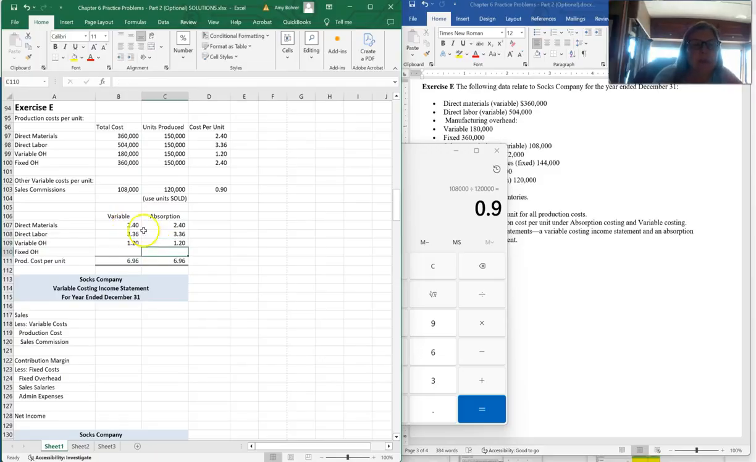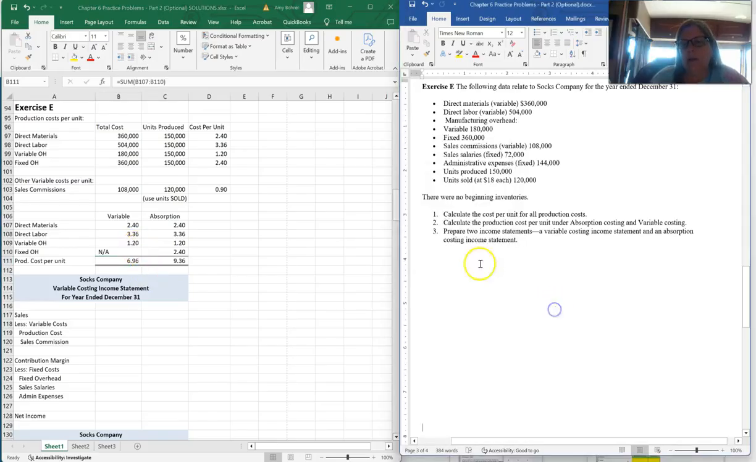Now, the fixed overhead is included in absorption, but it's not included in variable. So $2.40. Okay, this is the variable method, so your fixed cost would not be included in here. So it's going to be either NA or 0. So my total production cost per unit under the variable method is going to be different than what it is under the absorption method, because under the absorption method, our fixed overhead cost per unit is costed out at all of the units produced, 150,000. But under the variable method, only the variable costs of production are included.